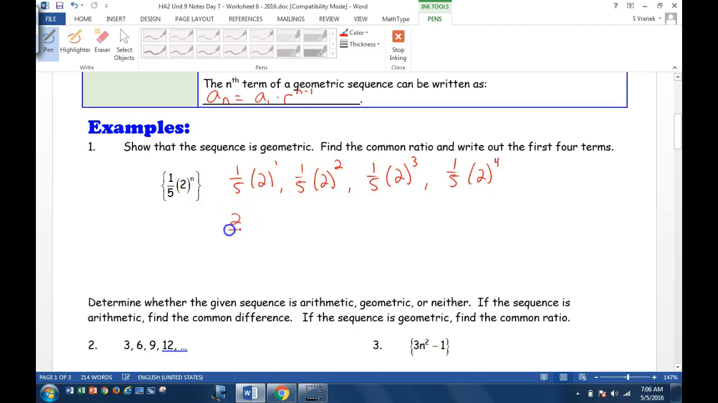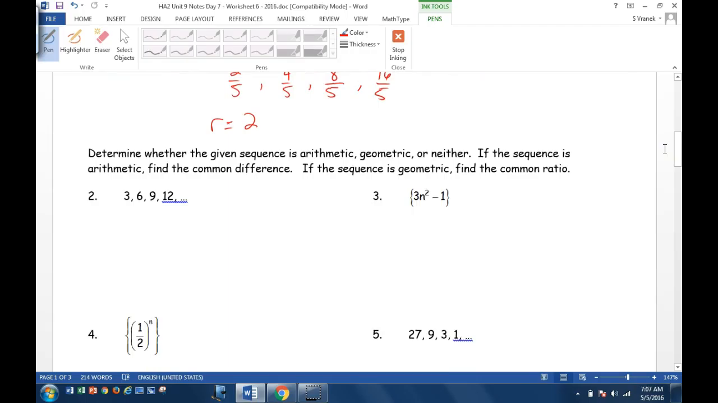So we get 2/5, 4/5, 8/5, and then 16/5. So clearly the first term is 2/5, and then we're multiplying it by 2 each time. So my common ratio is 2 here, because that's what we're multiplying by.